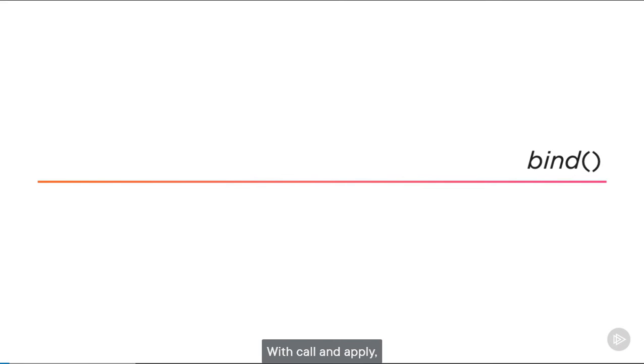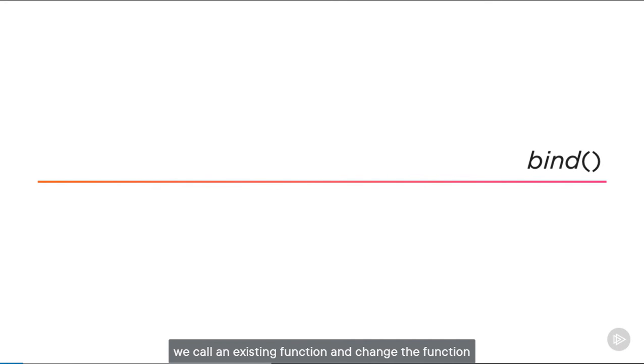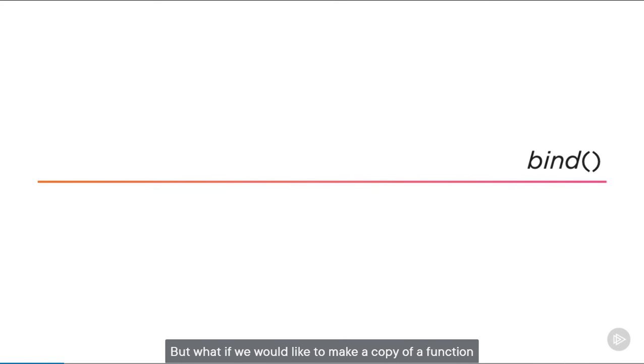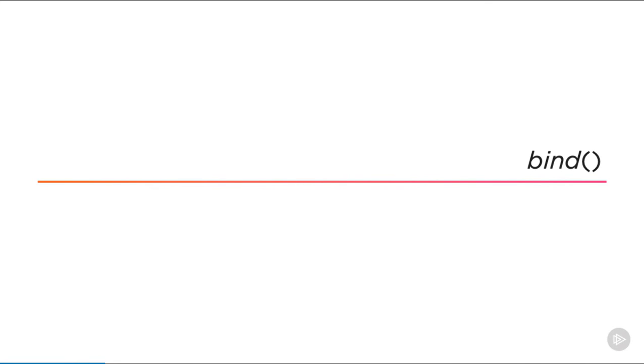With call and apply, we call an existing function and change the function context, that is the value of the this object. But what if we would like to make a copy of a function and then change the value of this? The bind method allows us to do just that.